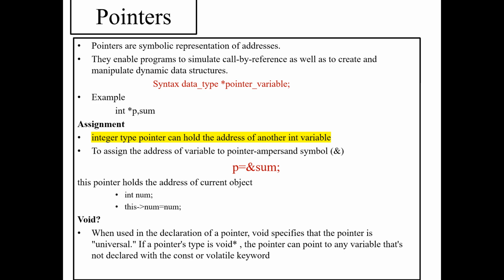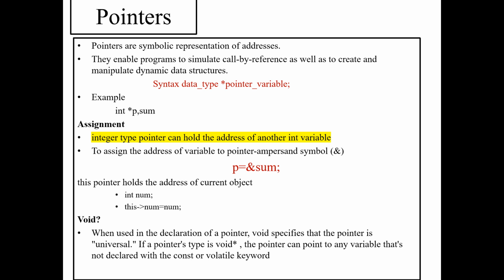Pointers are like signposts in your computer memory. They don't hold the actual data but instead point to where the data is stored. This is really useful in programming for a couple of reasons. First, pointers allow us to simulate something called call by reference. This means we can change the original data directly instead of just working with a copy. It's like giving someone directions to your house instead of giving them a picture of it.